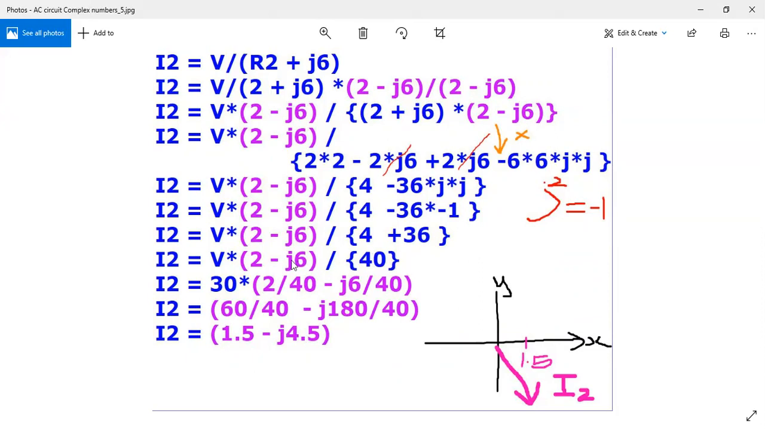If we then turn our attention to the numerator, we have 30 times 2, 30 times 6j, and again we have to divide each element by 40 from the denominator. So that gives us 60 divided by 40, 1.5, 180 divided by 40, minus 4.5j. This number indicates that we have a lagging current. The current lags in an inductor because of the magnetic field.